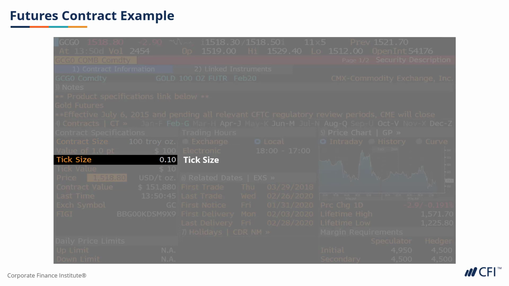Next, we can look at the tick size. The tick size is the minimum price fluctuation per troy ounce. For this gold contract, the price moves in increments of 10 cents. As the contract is for 100 troy ounces, the minimum price fluctuation per contract is 100 troy ounces times 10 cents or $10.